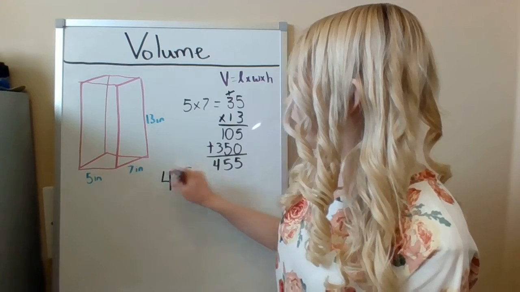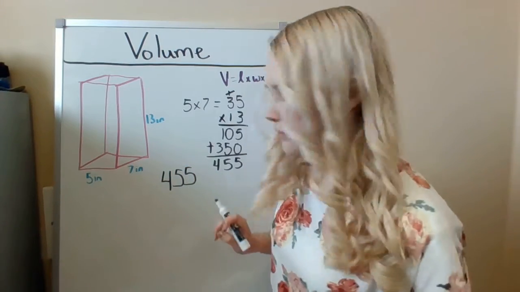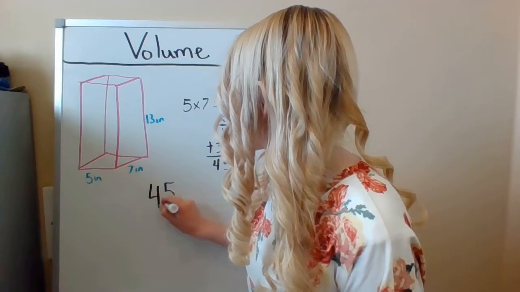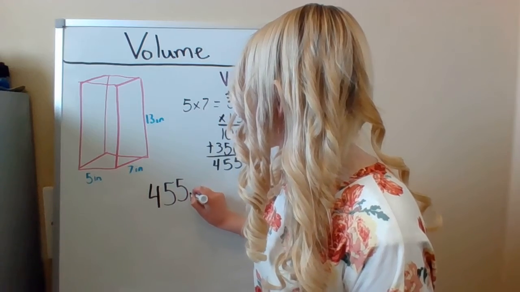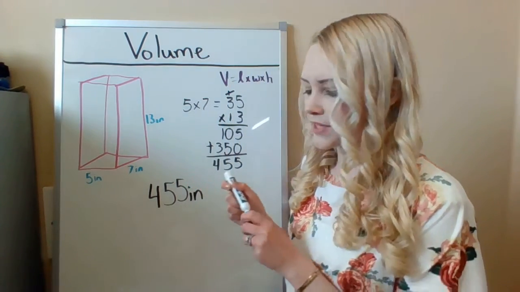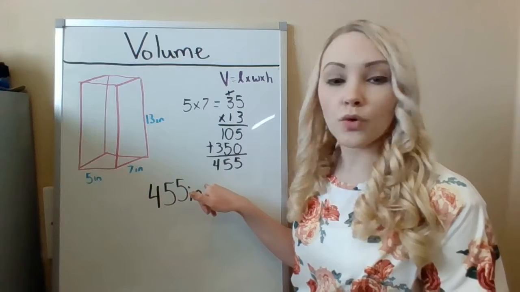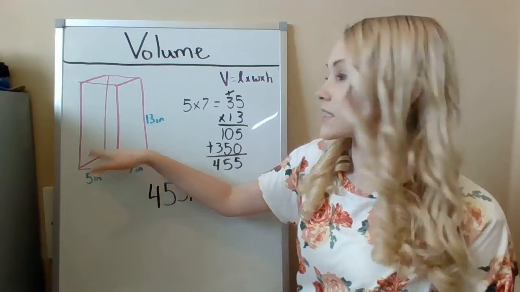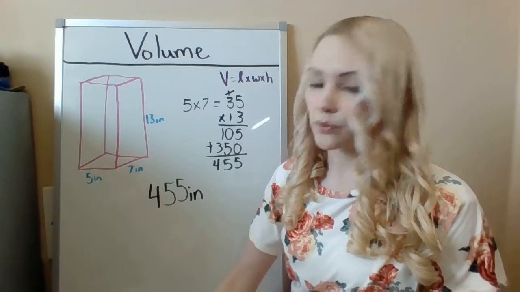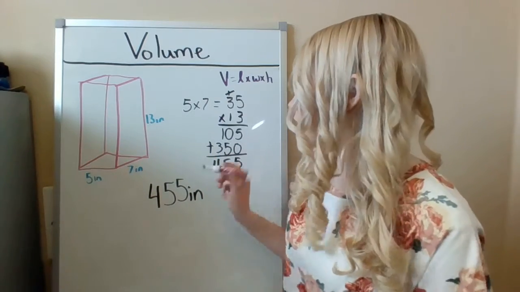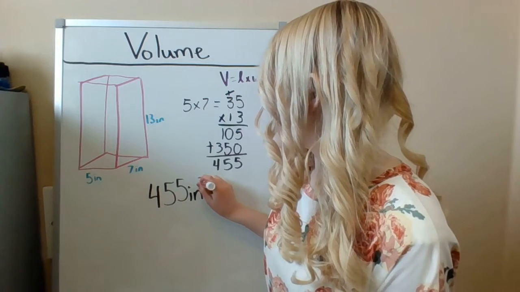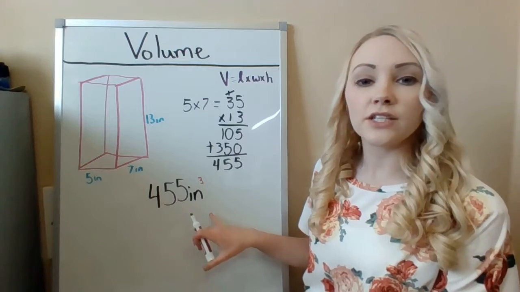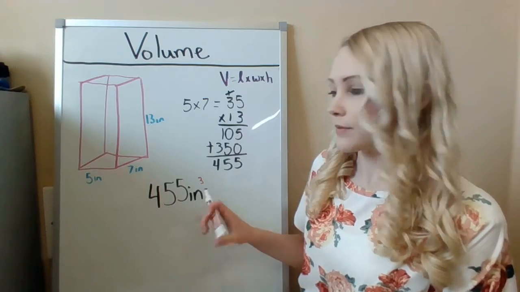455 inches. Actually, I'm going to move this down a little so I have enough room to label it. 455 inches. Now, normally when we've done area, we write squared because it's a two-dimensional shape. But since we just found out how much space can fill this 3D shape, it's going to be cubic. So we're going to make that a little 3 instead. So it's 455 inches cubed instead of squared.